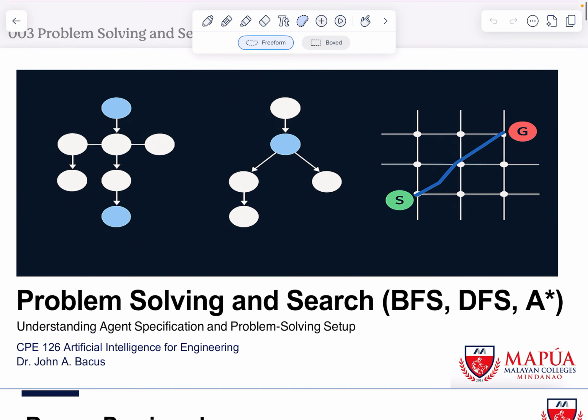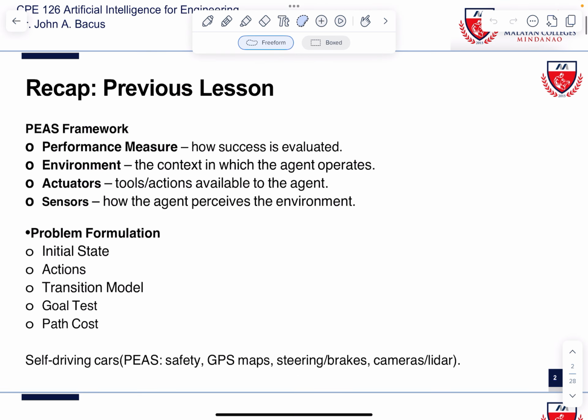For our previous lesson, we discussed the PEAS framework and how to formulate a problem. In the PEAS framework, we have the performance measure, which tells us how success is being evaluated. In our example, the self-driving car, we can evaluate success by safety. The environment is the context in which the agent operates, so it could be the GPS maps where the self-driving cars will be deployed, right?